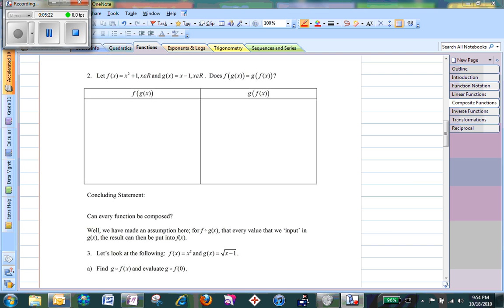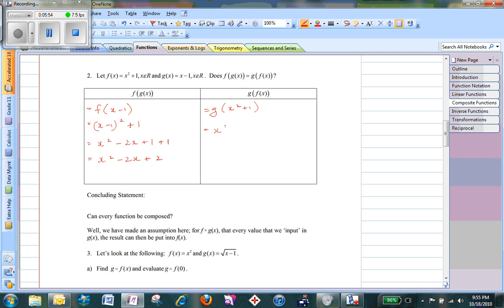So let's find them. f of g of x is the same as f at x minus 1. So wherever I see an x, I'm going to sub in x minus 1. So that's (x minus 1) squared plus 1. FOIL out, you get x squared minus 2x plus 1 plus another 1, which is x squared minus 2x plus 2. Fantastic. Now do g of f of x. Well, that's g at x squared plus 1. Well, that's just x squared plus 1 minus 1, which is x squared.